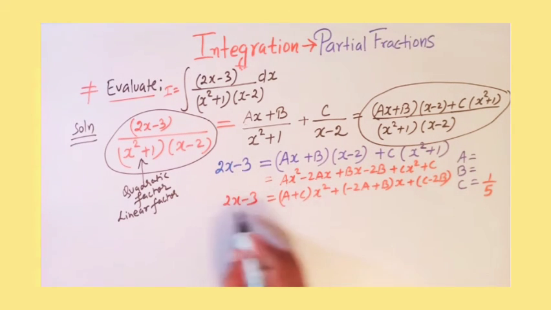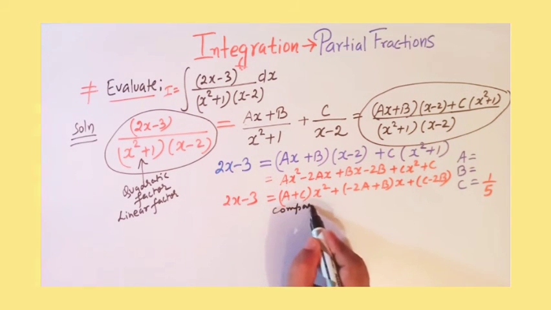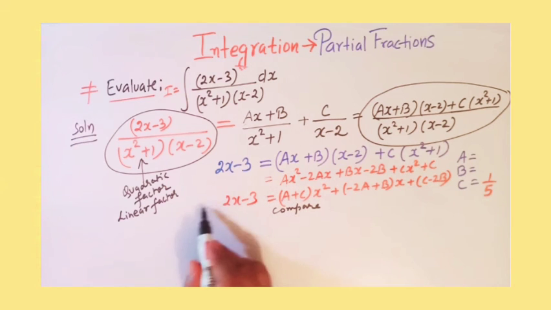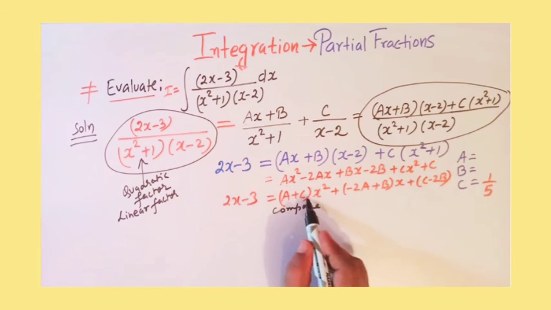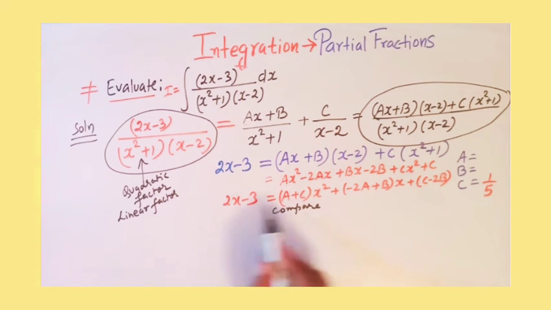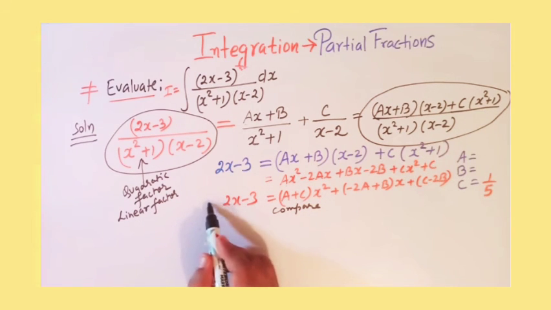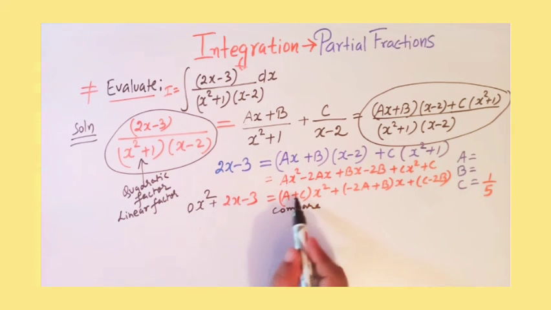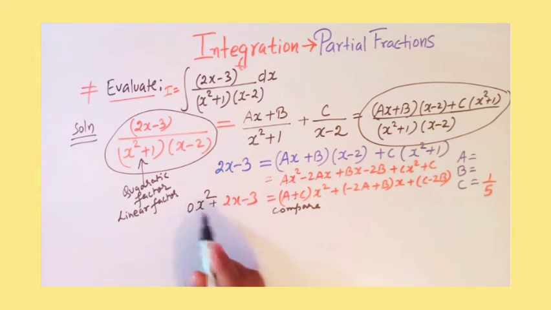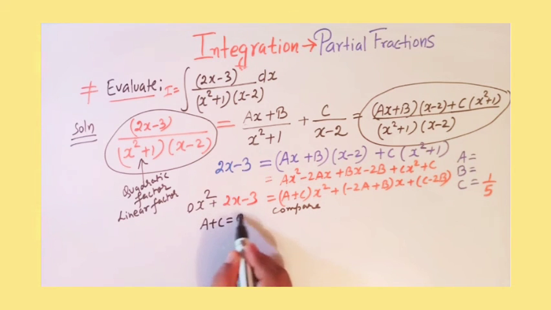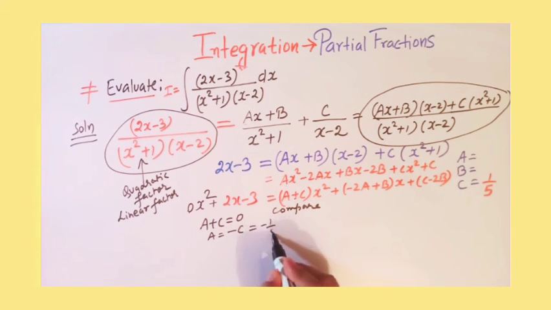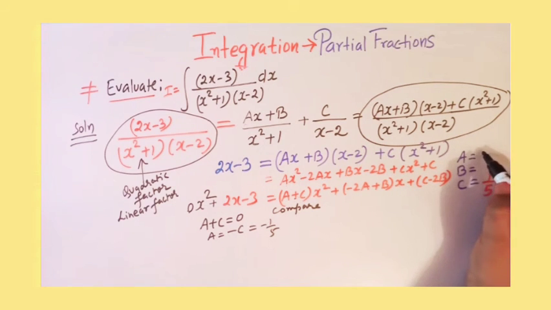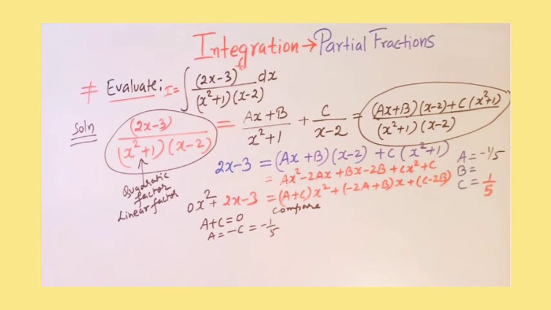Now if we compare both the sides, we see that here we do not have the quadratic term. See, here we have 0x square. So if we compare the coefficients, we get a plus c is 0. Now c is 1 by 5, so we have a is equal to minus c, and c is 1 by 5, so we have minus 1 by 5. So the value of a is minus 1 by 5.